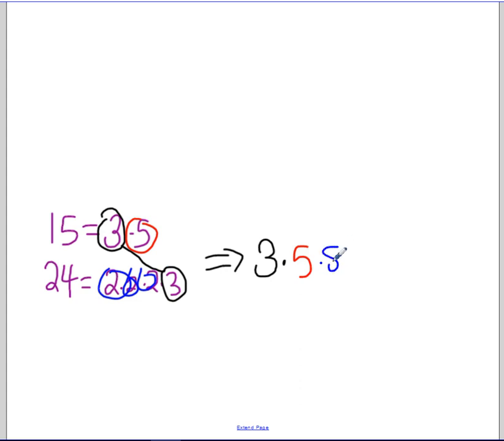So let's put 8 over here, make it easier to write. And so the smallest number that we can use for the denominator is our paired 3 times 5 times 8, which is 120. So it's definitely smaller than if we were to multiply 15 times 24 and use that.